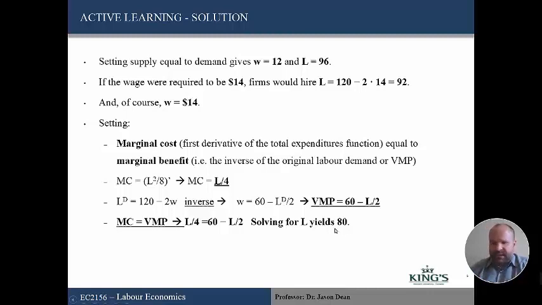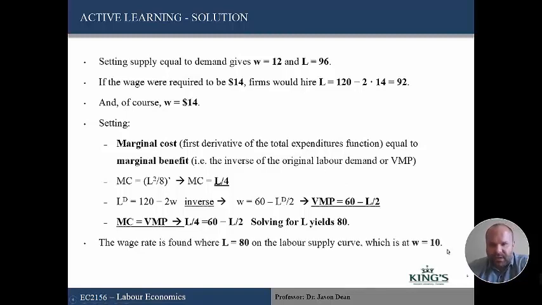And that makes sense given what we were looking at before. We saw that the monopsonist would hire less labor and would actually pay a lower wage as well. The wage here would only be $10.